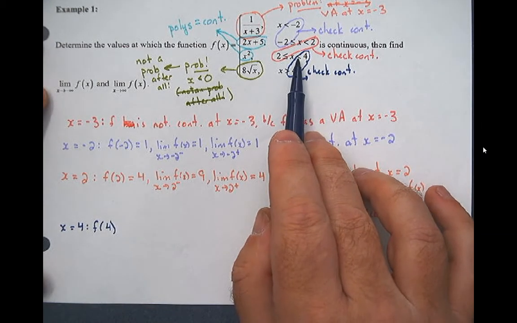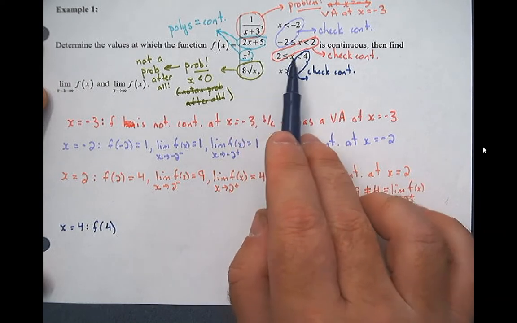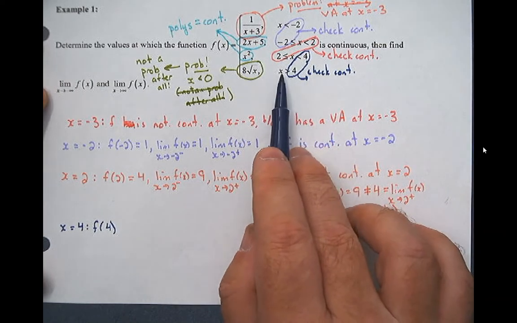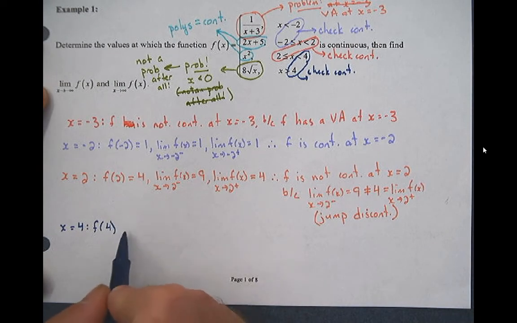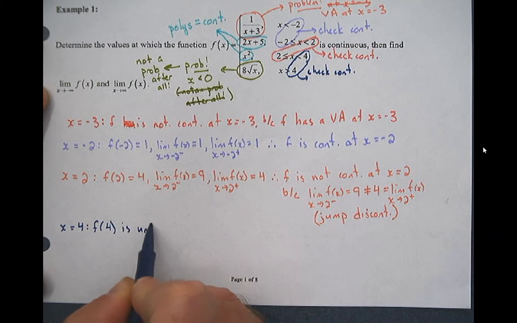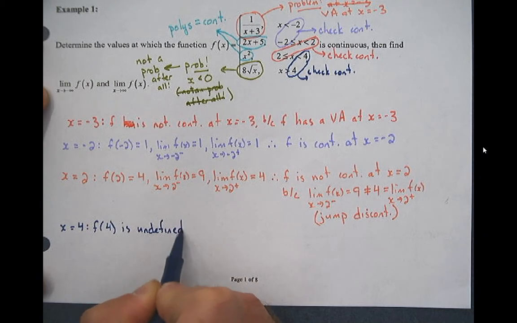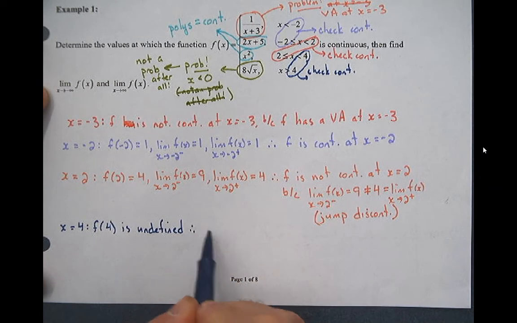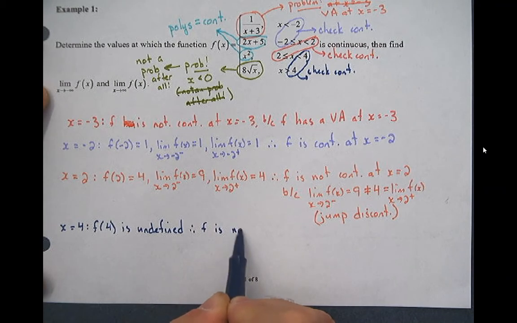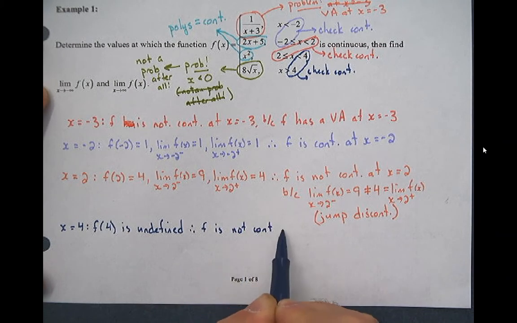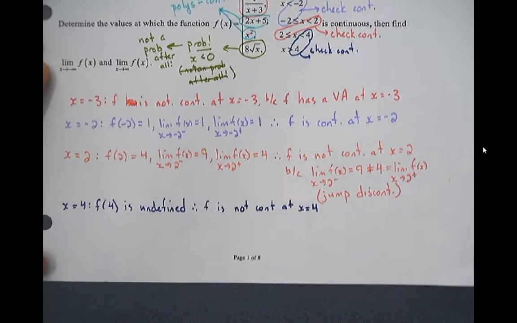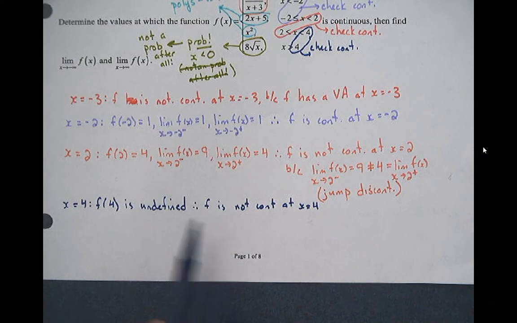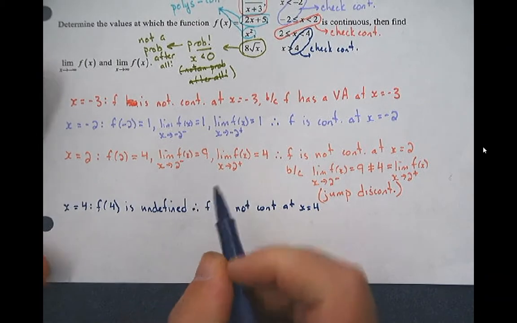I kind of covered it up here, but this function applies for all x's that are less than 4. This function applies for all x's that are greater than 4. So we would say f of 4 is undefined. You could also say f of 4 equals DNE. Therefore, f is not continuous at x equals 4. I could write again that f of 4 is undefined, but we just said it right there, so I'm not going to write that all over again.